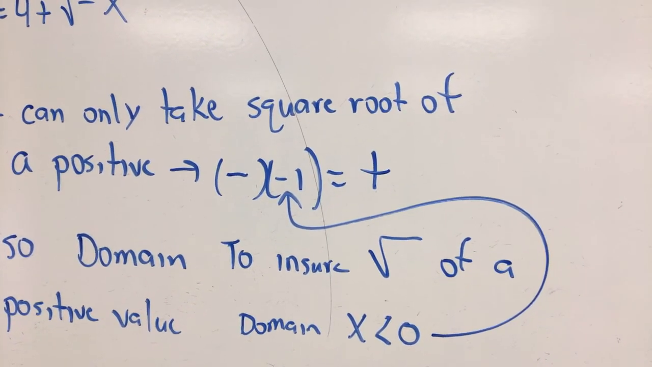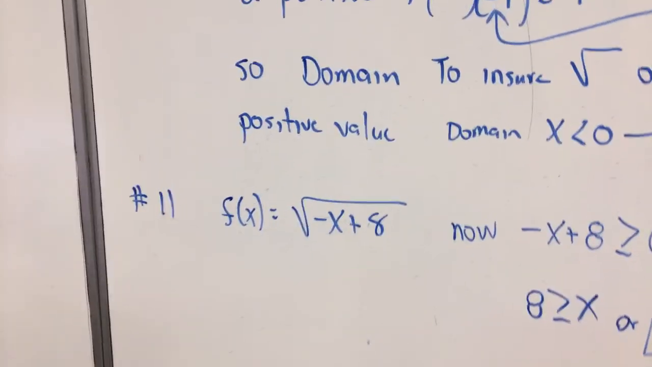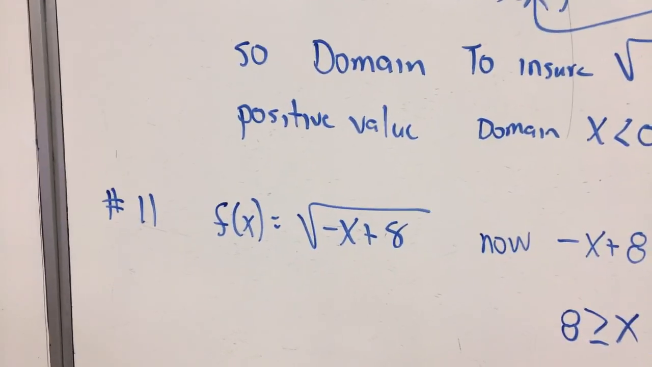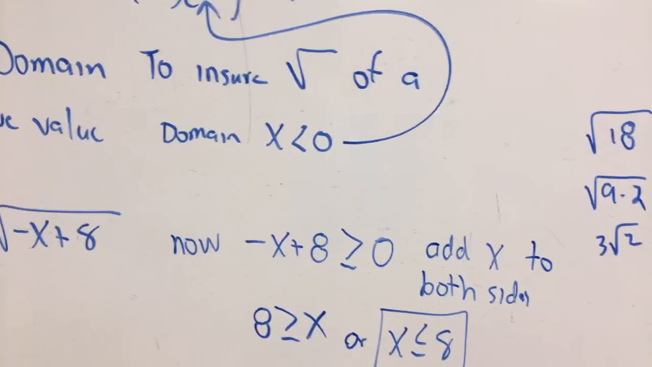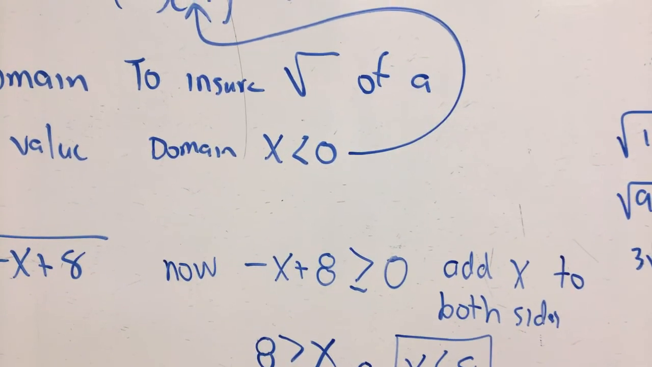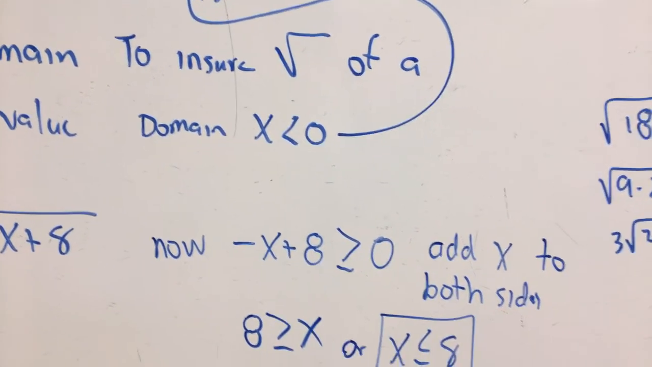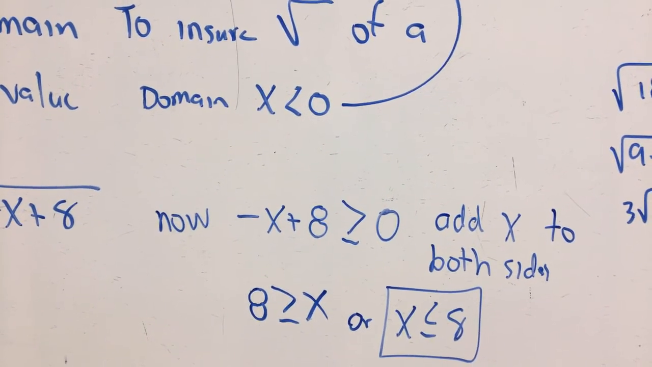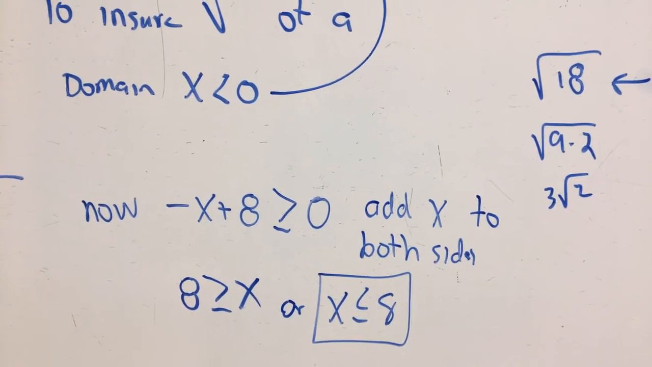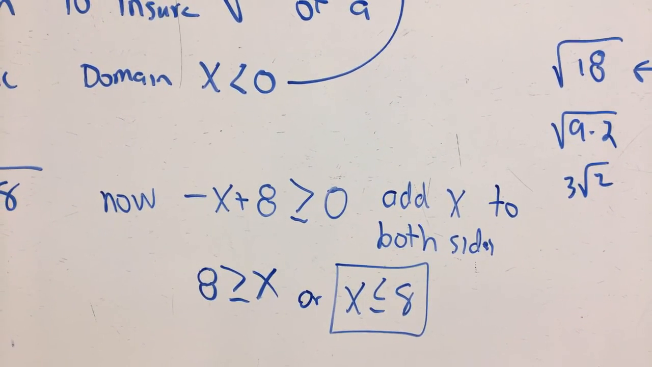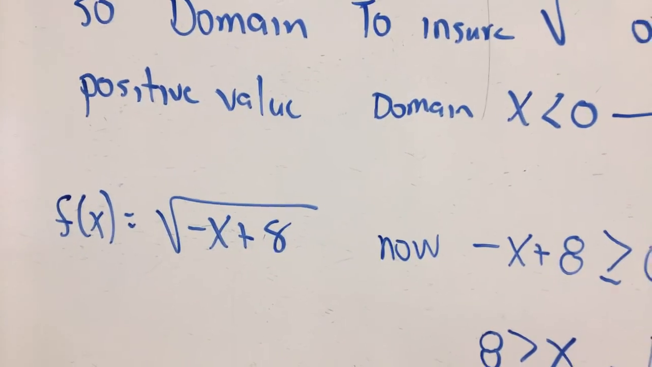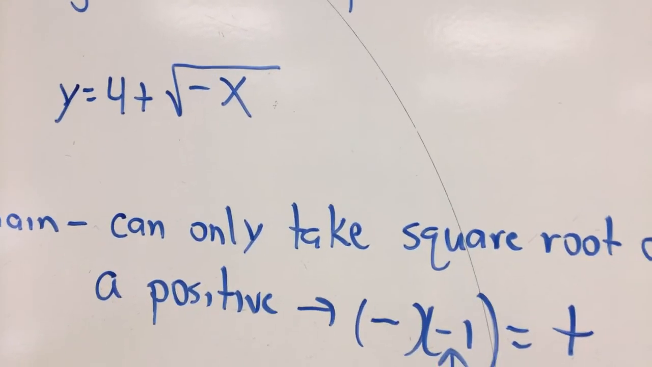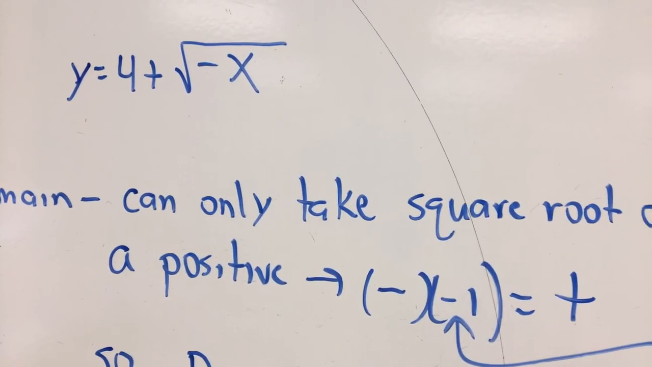Okay? All right. Number 11, f of x equals the square root of negative x plus 8. Now take what's underneath the radical and pull it out, and that has to be greater than or equal to 0. So what do we do? Well, you can add x to both sides. So now x has to be less than or equal to 8. I wrote it the other way because I like to read it that way: x has to be less than or equal to 8. So take what's underneath the radical, and that has to be greater than or equal to 0.